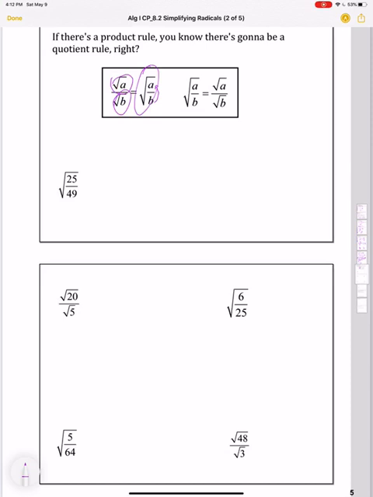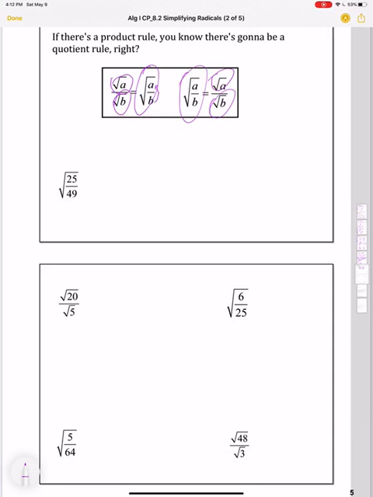We'll do an example in a second. The other way is to go backwards: if you have one big radical, you can make it two little radicals. When would you want to do this? You would want to do this when they're a perfect square, when you can take the square root of that number. So let's do some examples and we'll use that.